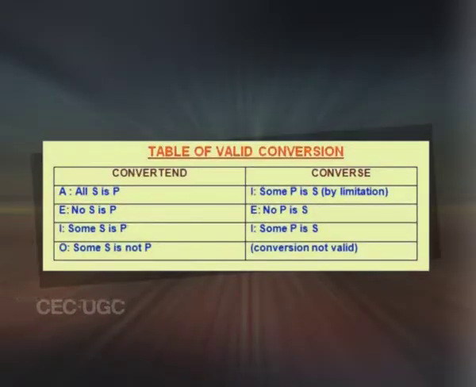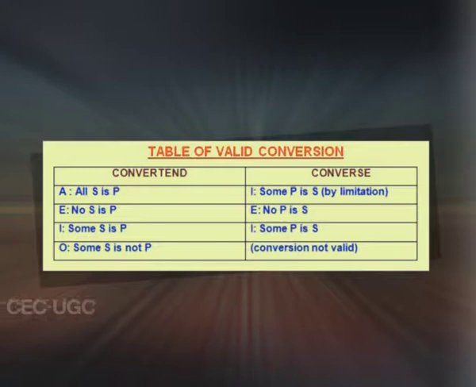Table of valid conversion. Convertend: A, all S is P. Converse: I, some P is S, by limitation. Convertend: E, no S is P. Converse: E, no P is S. Convertend: I, some S is P. Converse: I, some P is S. Convertend: O.